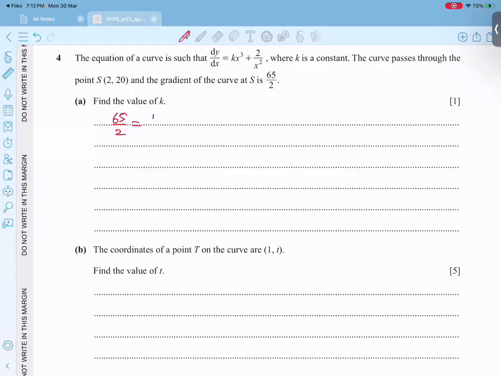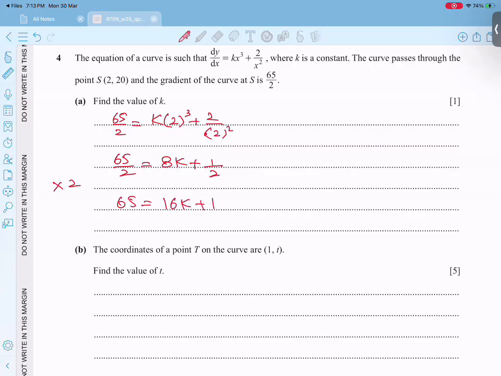Not only this, every x is replaced by 2. So I'm putting 2 here, 2 here, and I have to solve it. 65 over 2, here I got 8k, and here the 2s cancel, I got 1 over 2. So basically it's a 4. Okay, now multiply by 2 throughout: 65 equals 16k plus 1.